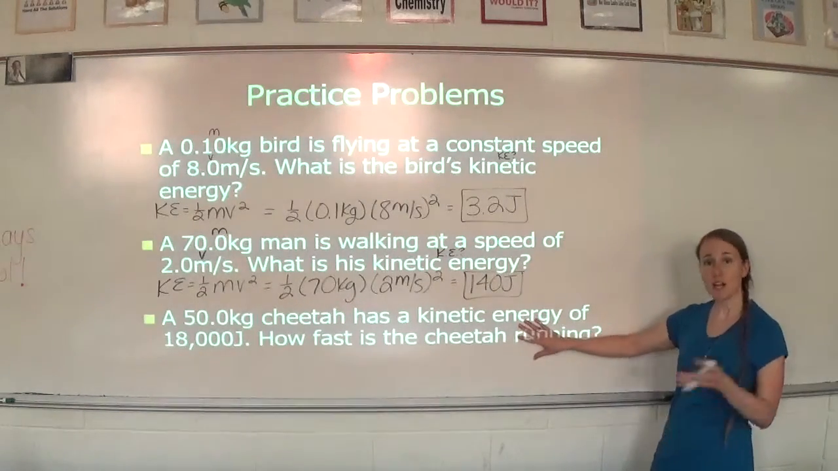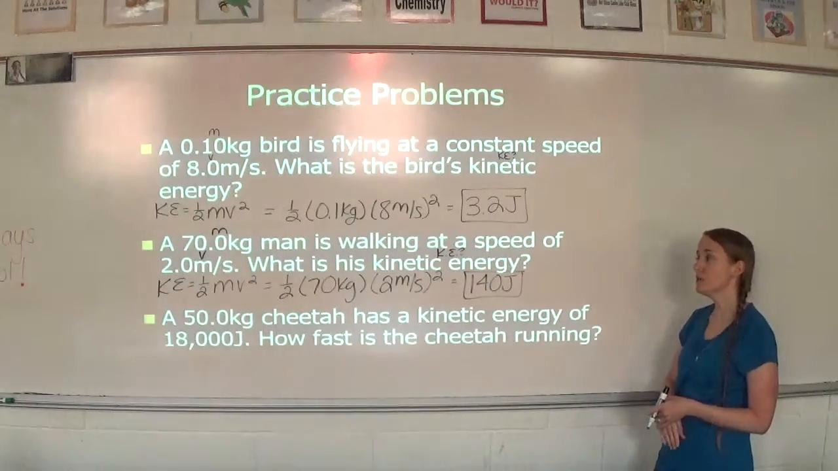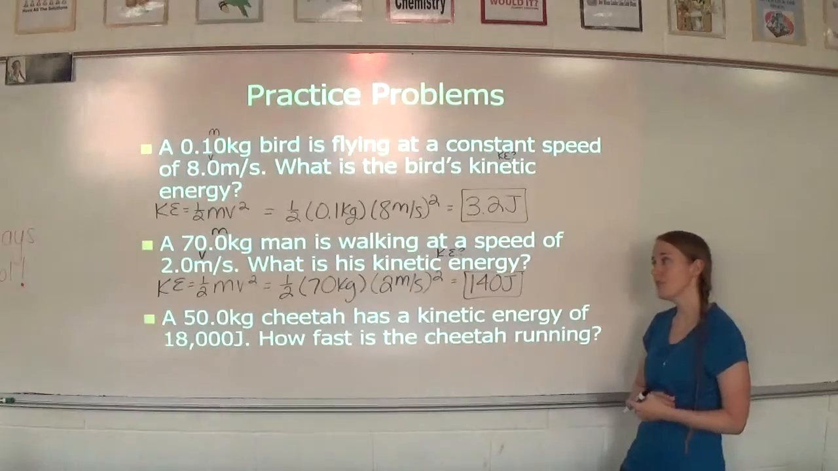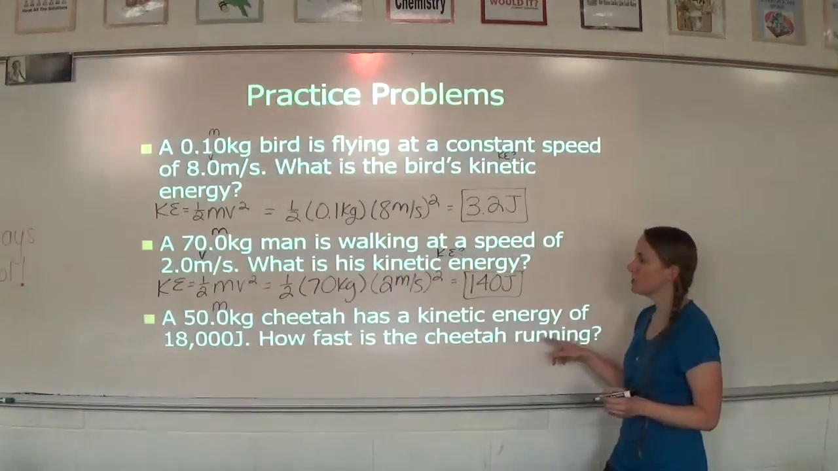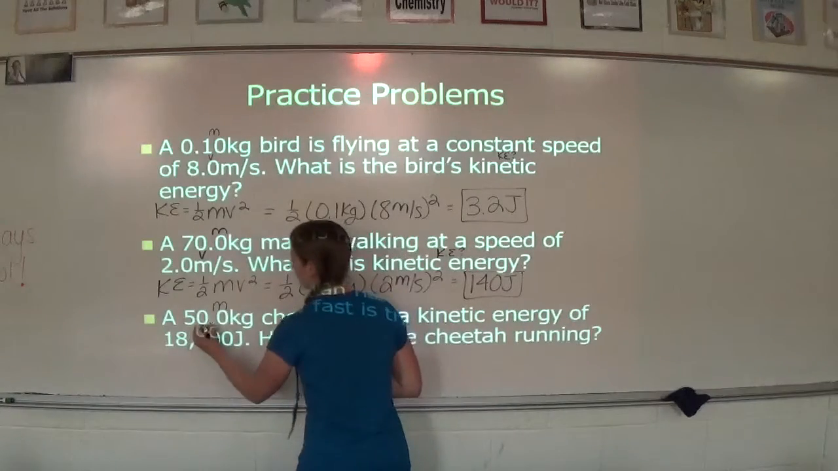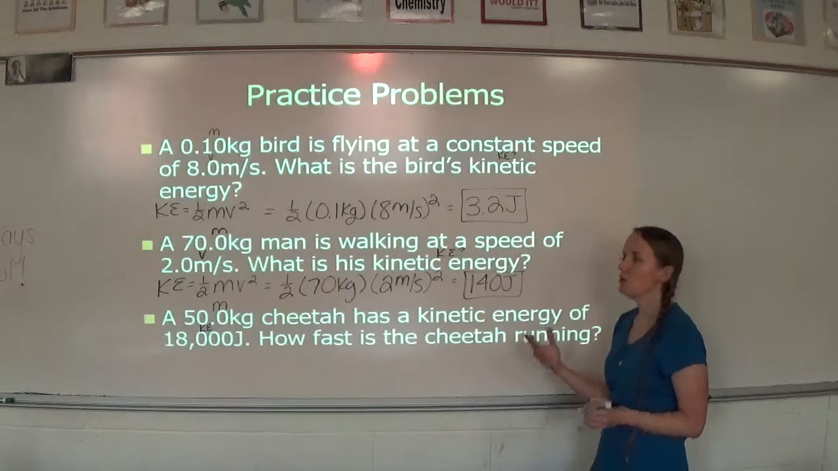Again, try the bottom one first. You will have to rearrange, so try that one on your own, see if you can do it, and then let's look at it together. It says a 50 kilogram cheetah, so there's my mass, has a kinetic energy of 18,000 joules. So here is my kinetic energy. How fast is the cheetah running? So what would how fast be?